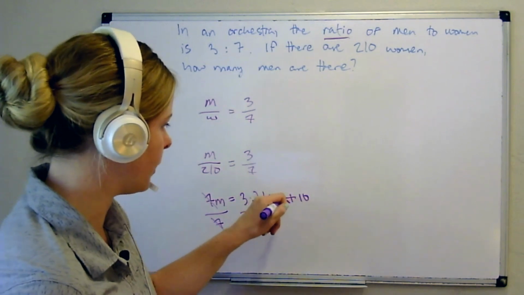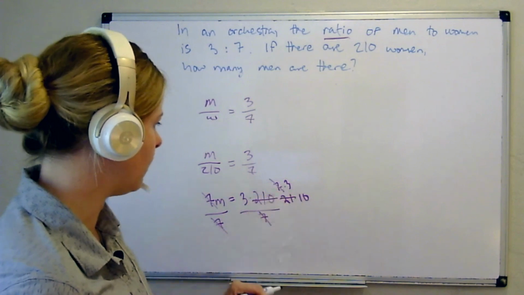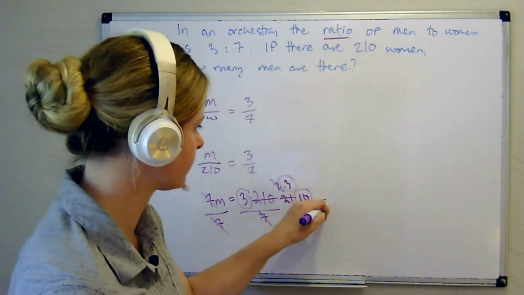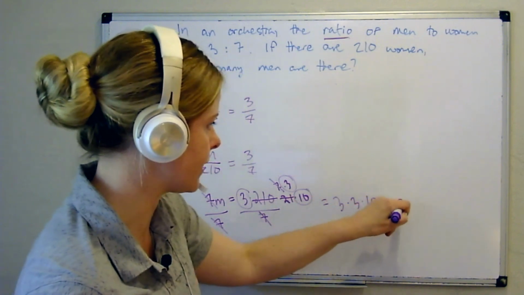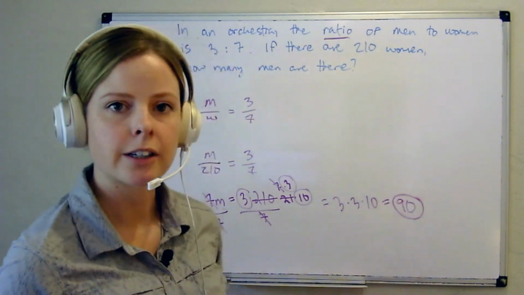So let's rewrite this 21 as 7 times 3. We can get rid of our 7s, and what we're left with on the top is 3 times 3 times 10. And nothing is left on the bottom, so that gives us 90. So we've got our number of men is equal to 90, and that is our final answer.